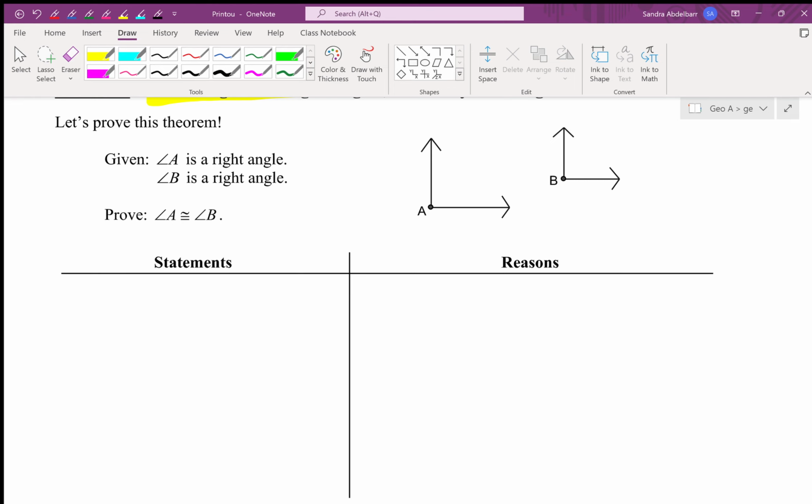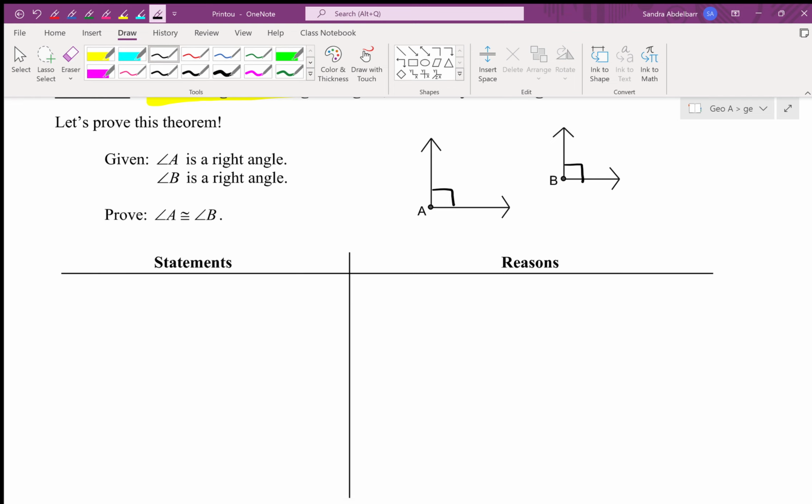What is it that I always want you to do with the given information? Sophie? Mark your diagram. Exactly. We're going to label our diagram with it. So if angle A is a right angle, how do I mark that in my diagram? Good, you put a little box in the corner. So I'm going to put a box for angle A and a box for angle B. Now we've gone through our given.